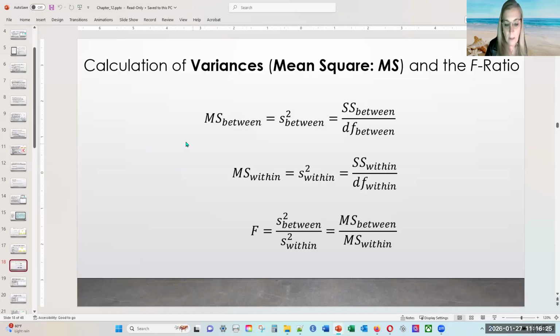Then you have to calculate the mean squares between and within, and then you can calculate the F ratio. And so you take that sum of squares that you've calculated and divide by degrees of freedom. And you do that for the between condition and the within condition. All right. And once you find the mean squares for between and within, you can simply divide them and you have your F ratio.